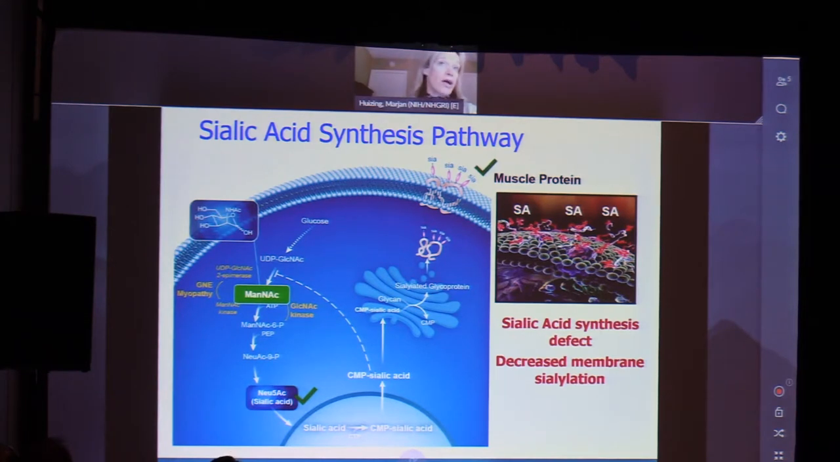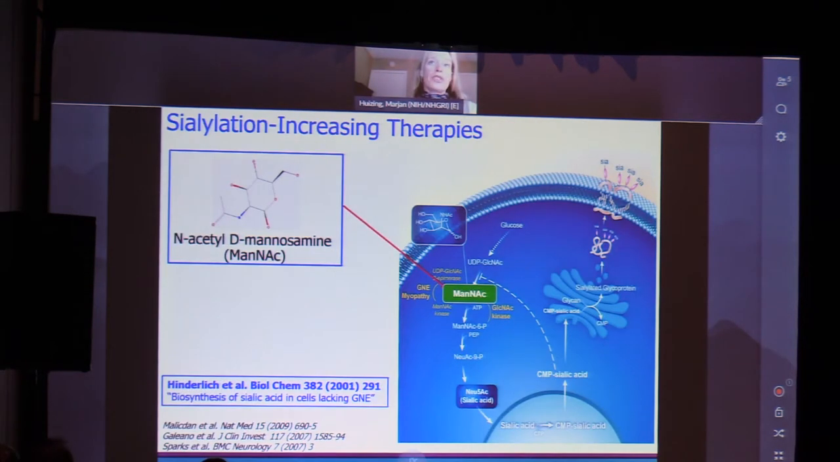Mannose is the only neutral component in this pathway, the neutral sugars, and a very simple sugar. It's imported into cells through diffusion, and it's historically been used by biochemists to increase sialylation in cell culture. So there are other options for therapy. So here you see the mannose again.